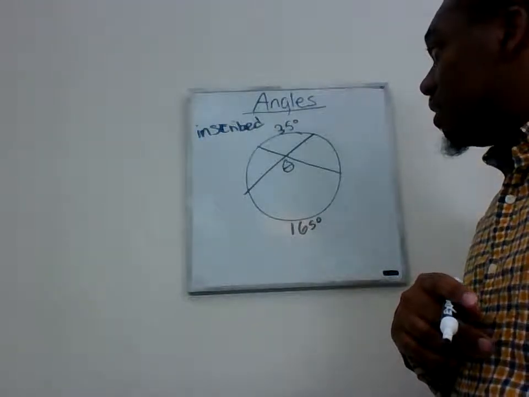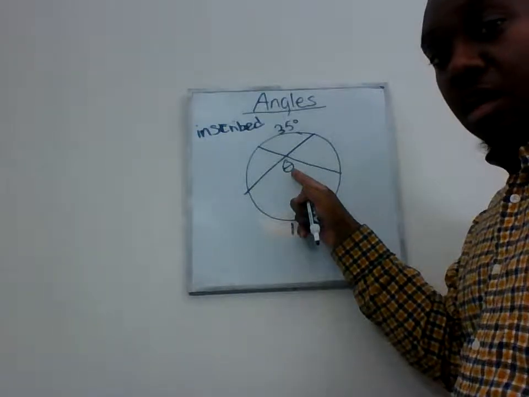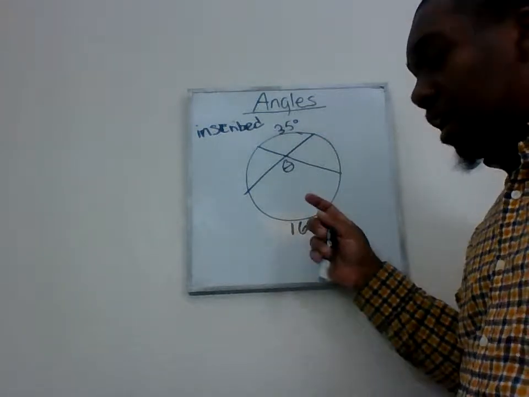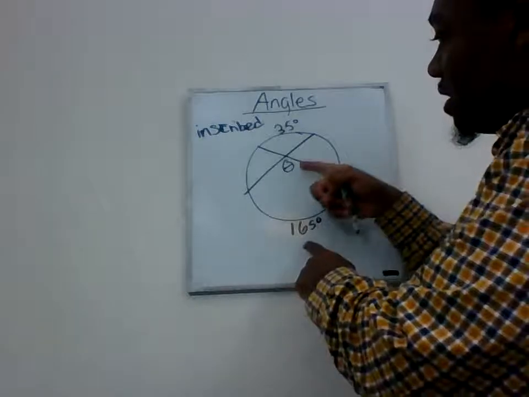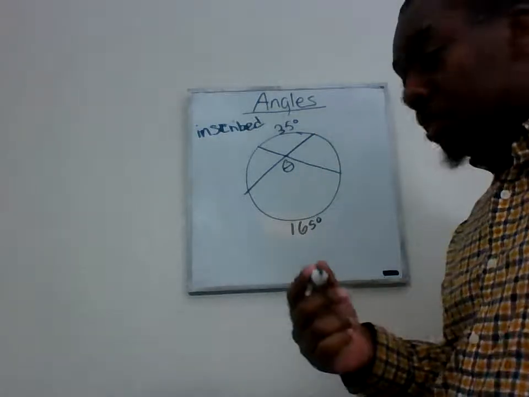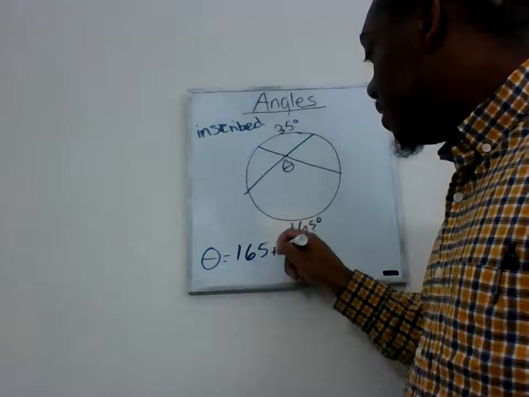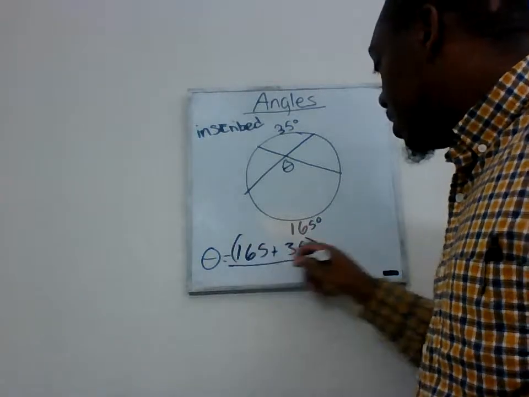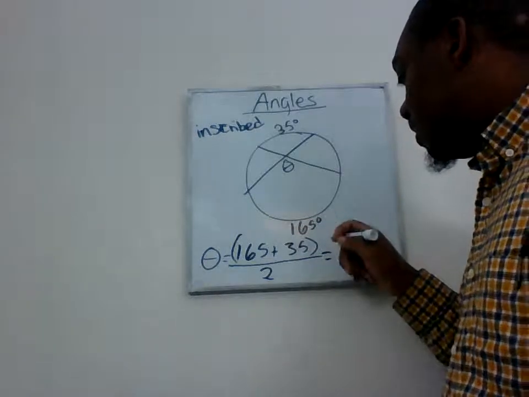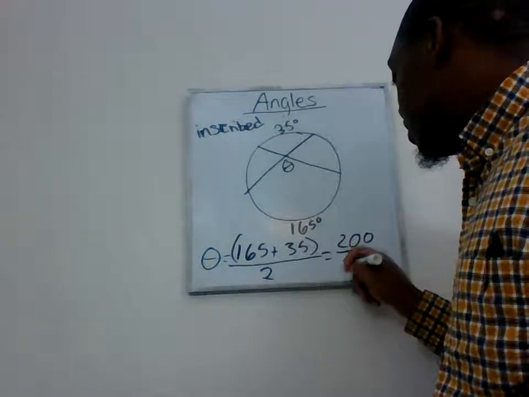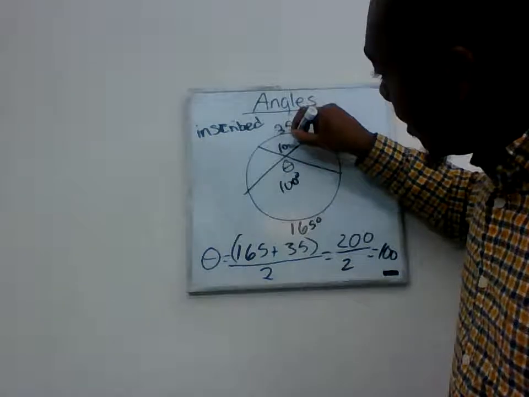All right, so because I know that this angle is formed by the intersection of these two arcs, if I were to try to move this angle to the center, what would happen is that this angle would have to be the average between these two arcs. So that means that theta would equal 165 plus 35 divided by 2. So 165 plus 35, we get 200 divided by 2. So theta is 100 degrees. And that makes this guy 100 degrees.